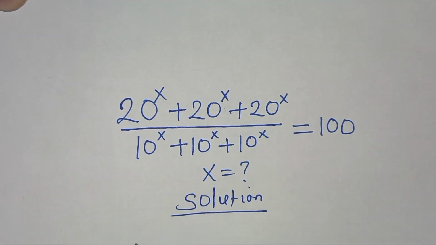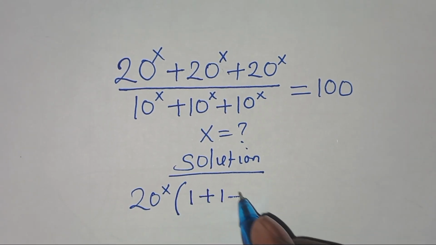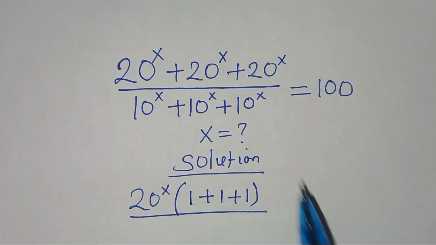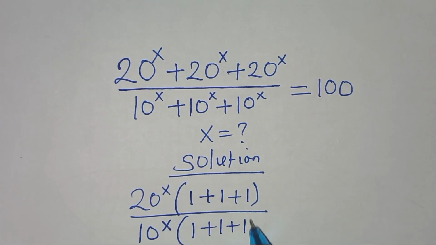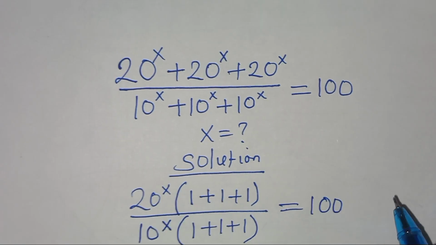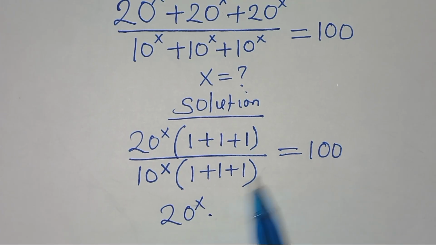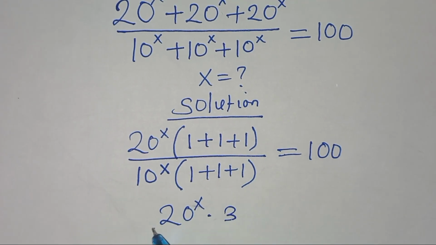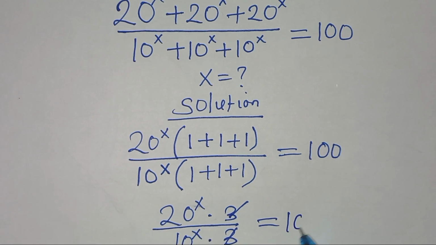In the numerator, 20 to the power x is common, so we factor out 20 to the power x, leaving 1 plus 1 plus 1. In the denominator, 10 to the power x is common, so we factor out 10 to the power x, leaving 1 plus 1 plus 1. This is equal to 100. The next step: we have 20 to the power x times 3, divided by 10 to the power x multiplied by 3. So 3 and 3 simplify, and this is equal to 100.